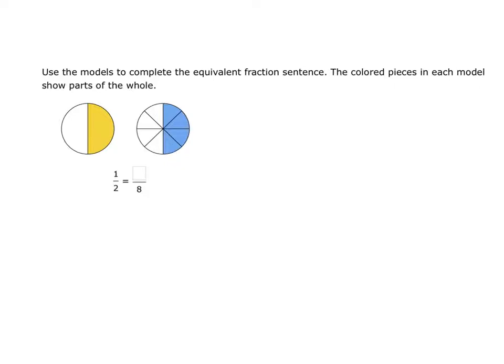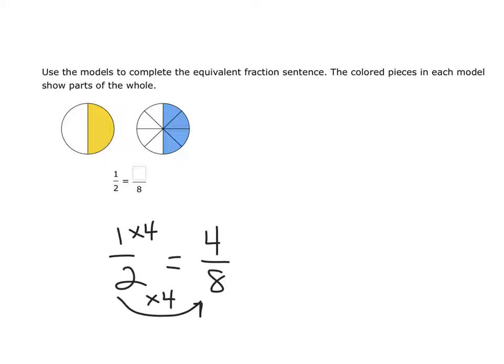So in IXL today, right in this section, you would just type 4 and explain that 1/2 is equal to 4/8. Now mathematically, you would multiply by 4. So 2 times 4 gives you the 8. Keeping things equivalent, you would also multiply the numerator. 1 times 4 makes 4.